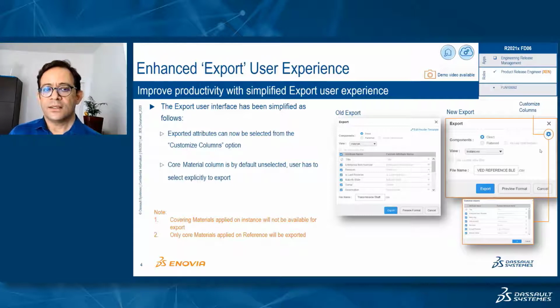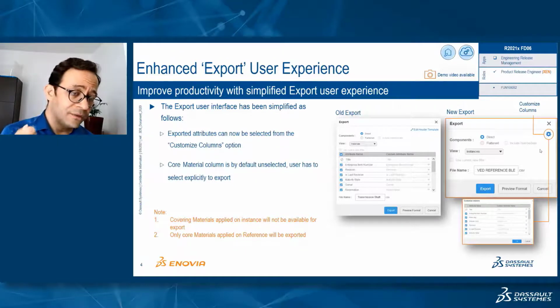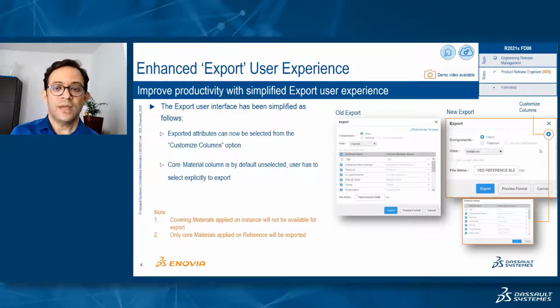And notice also that the core material column is by default not selected. User has to explicitly do that to select it in order to export it. Some content is not going to be exported. For example, the covering material applied on the instance will not be available for the export.